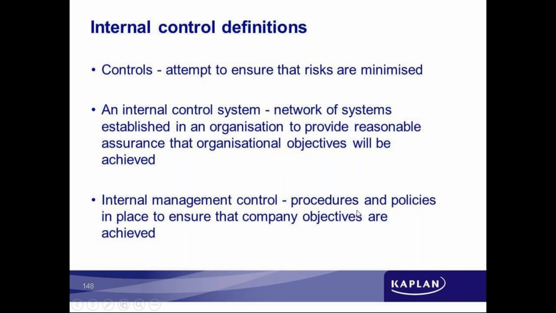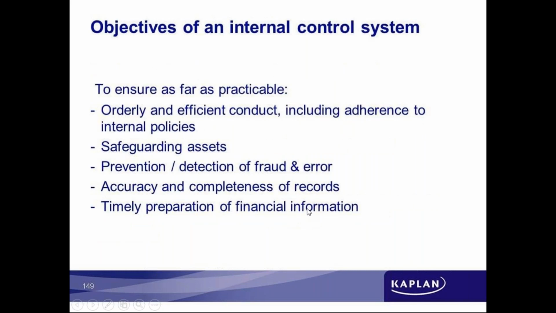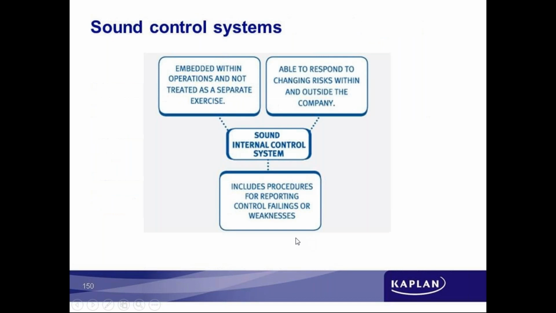And management control is about procedures and policies in place to ensure that company objectives are achieved. Right, so internal control is all about protecting the organization from negative risks or downside risks, and achieving the organizational objectives. So objectives of internal control system: orderly and efficient conduct, including adherence to internal policies, safeguarding assets, prevention and detection of fraud and error, accuracy and completeness of records, and timely preparation of financial information.